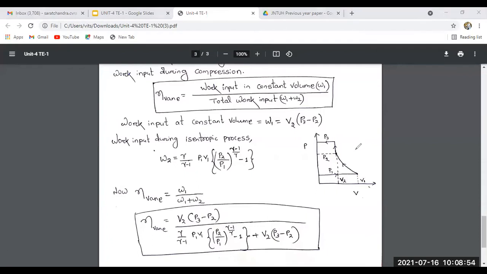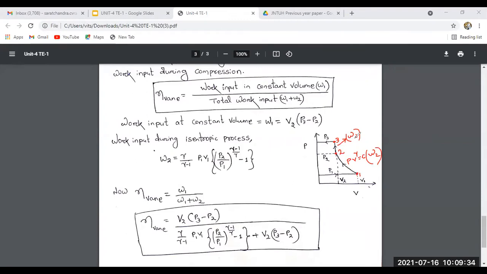So this is the PV diagram. Here in two processes we are doing the work done. First is process 1 to process 2. This is one compression process, which is adiabatic or isentropic, where we are following the equation PV to the power gamma equal to constant. So here we are getting one work done. Suppose the work done here is W2, and then from process 2 to process 3, at constant volume, one more work done we are doing, that is W1.